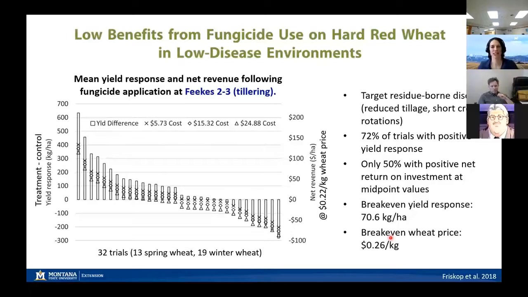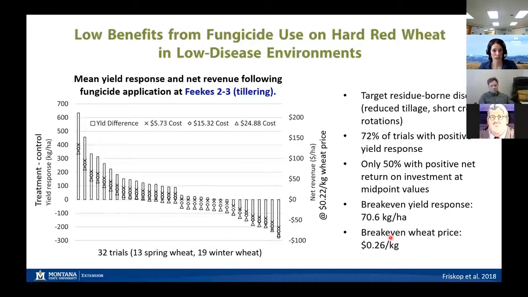So there was a study conducted in North Dakota and Montana in grower fields and on some of the research centers in the state. The study was conducted over several years, and a total of, I believe, something near 150 fields of hard red wheat, both spring and winter wheat, were observed. Those fields were generally all categorized as low risk for foliar diseases.